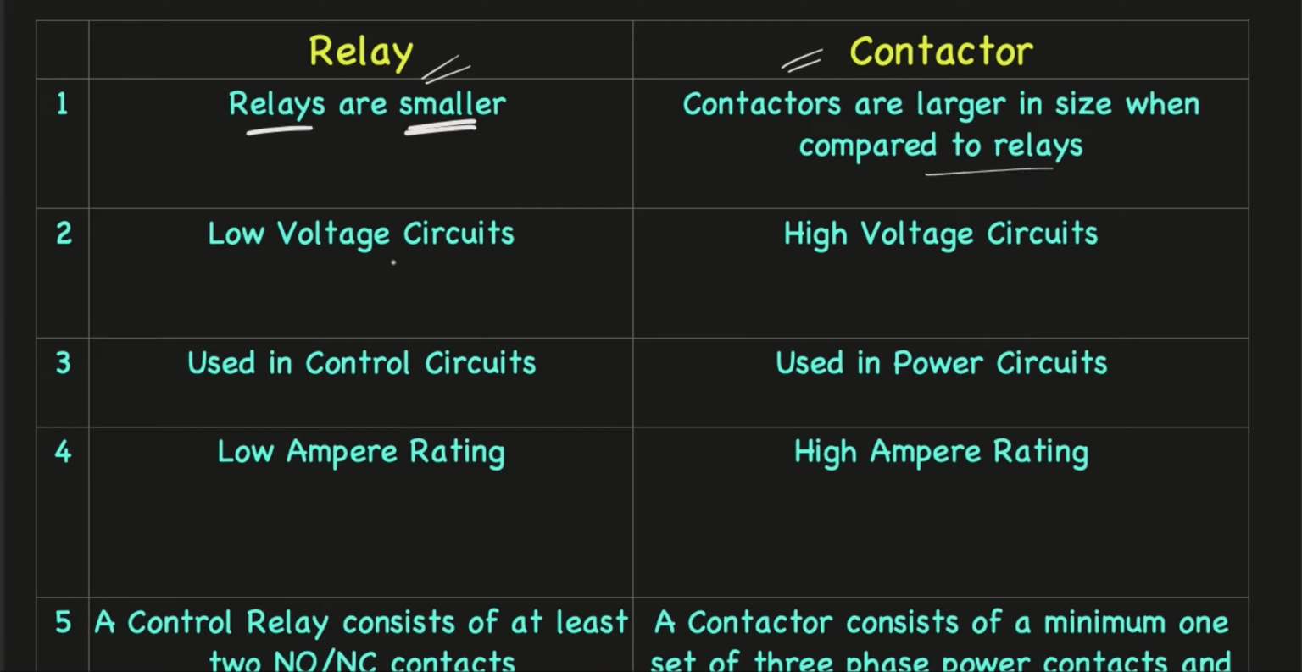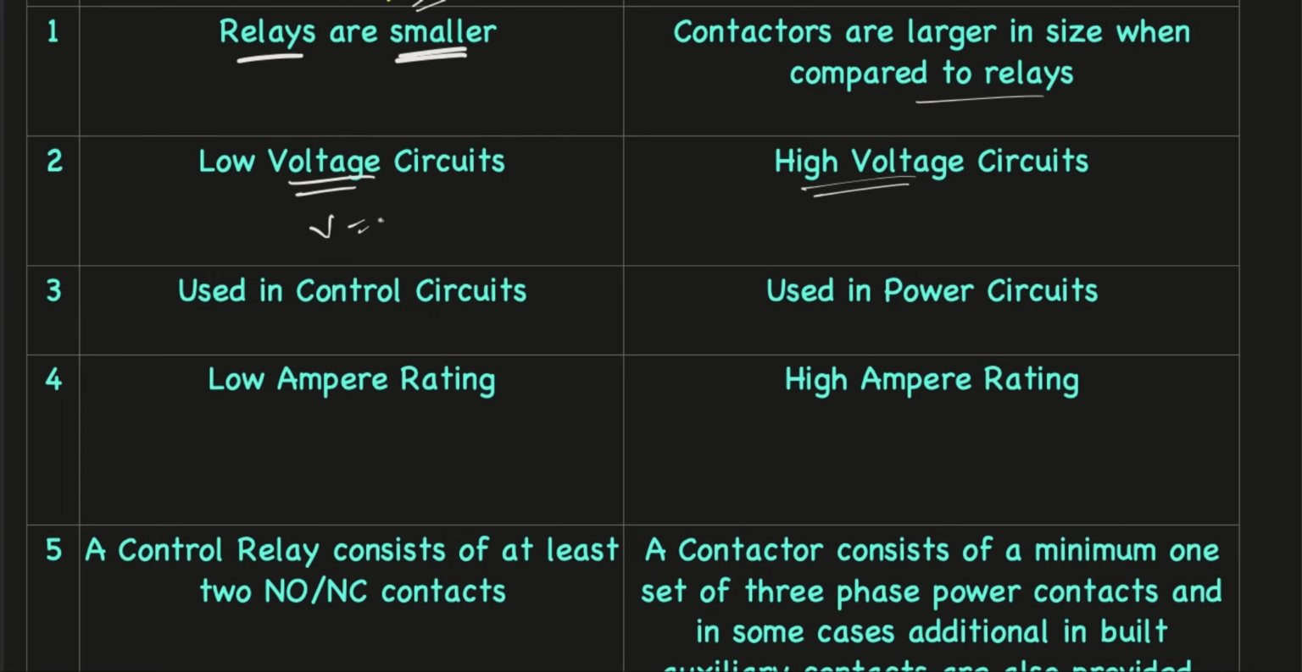Relays are operated in low voltages, a very important point, and contactors are operated in high voltage circuits. A low voltage means generally the voltage of a relay up to 250 volts AC, and a high voltage means the voltage is up to 1000 volts AC. These are very important points. The 250 and 1000 volts are very important terms.